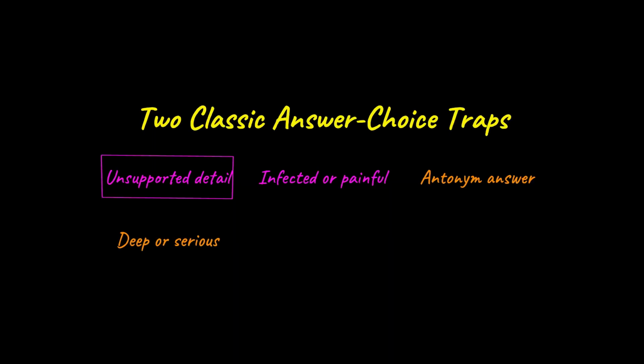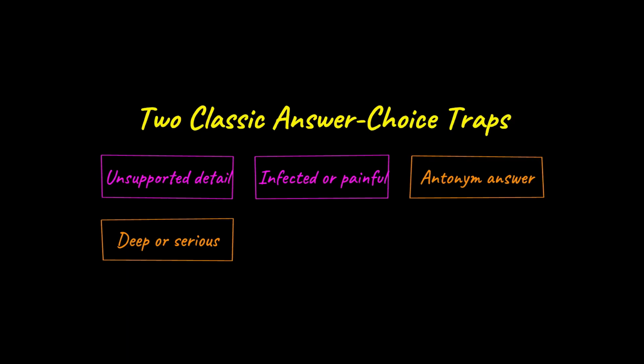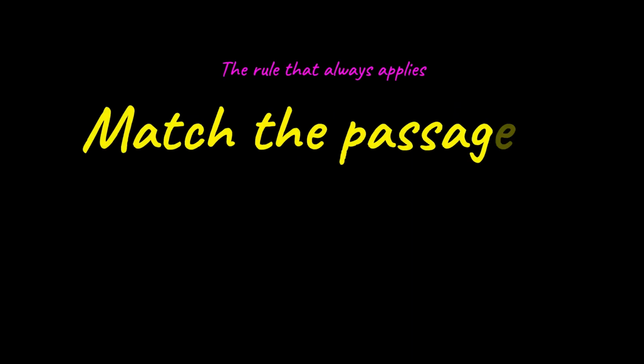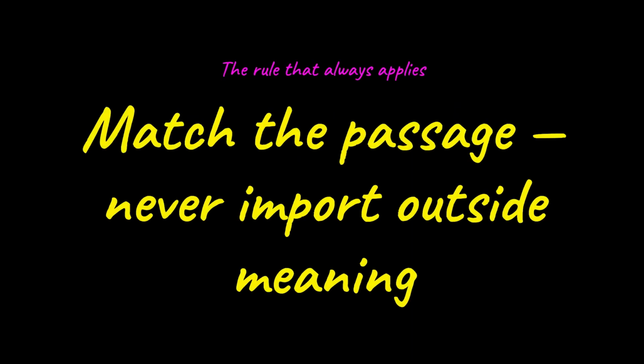Watch out for 2 traps. First, a choice that adds plausible but textually unsupported attributes. Superficial does not automatically mean infected or painful unless the passage says so. Second, the antonym trap. Deep and serious uses wound vocabulary but contradicts the passage's explicit statement that the wound did not reach deeper layers. This skill generalizes to any vocabulary question, medical or otherwise.